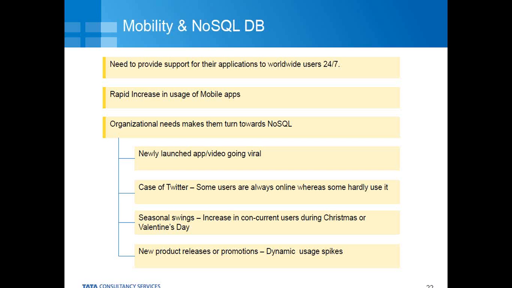It helps them address the following needs, like whenever a new app is launched, or in the case of Twitter, where most people hardly go offline and spend their time completely on Twitter or Facebook. And also in the case of seasonal swings, like Valentine's Day or Christmas, there is a spike in concurrent users. And when a new product is released or when there is a promotion, the usage of applications is higher. So the data that is collected during these times is predominantly huge. Collecting this data and accessing or processing it for the applications and the organizations is very important.